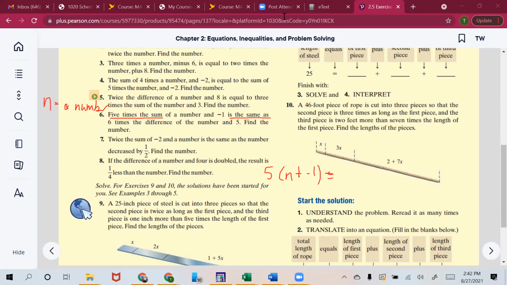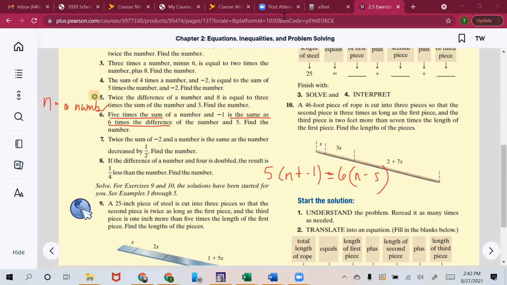6 times the difference. Now see how it's 6 times the difference? So you need to go find the difference. So 6 times the difference of a number and 5. So the difference of a number and 5 is going to be n minus 5. And I'm going to multiply that by 6. So our classic problem here, we did a bunch of these last time. We've got parentheses. So now I'm going to go through this process of solving.